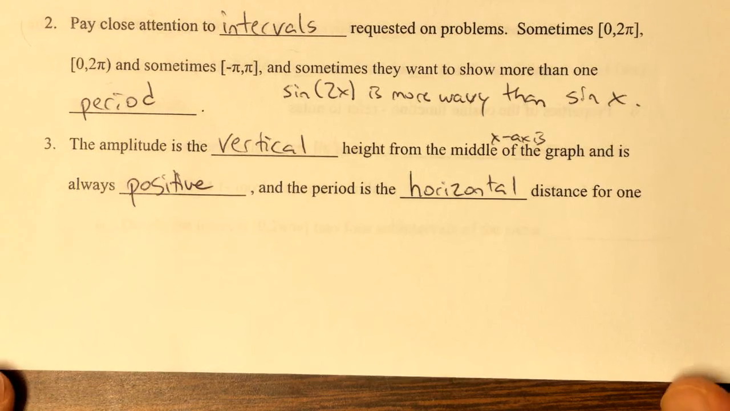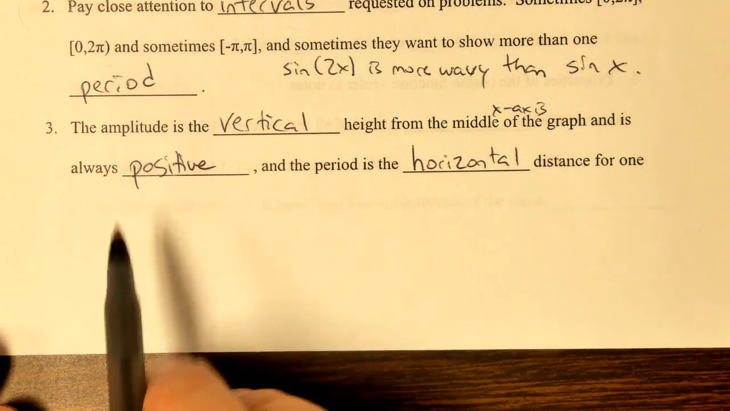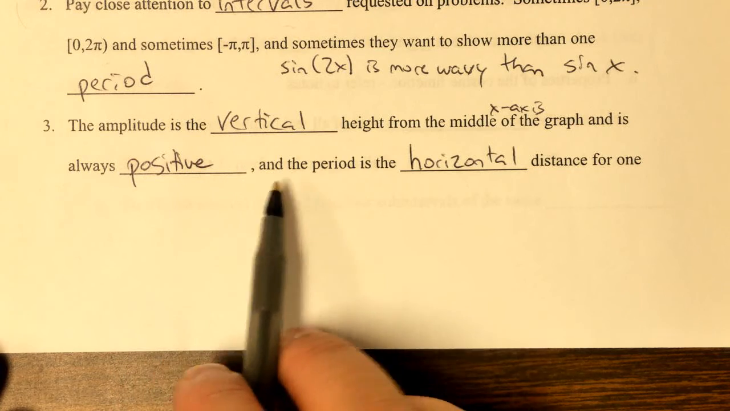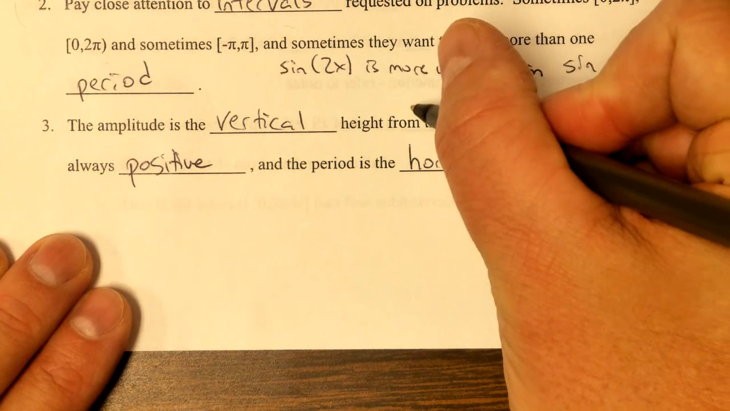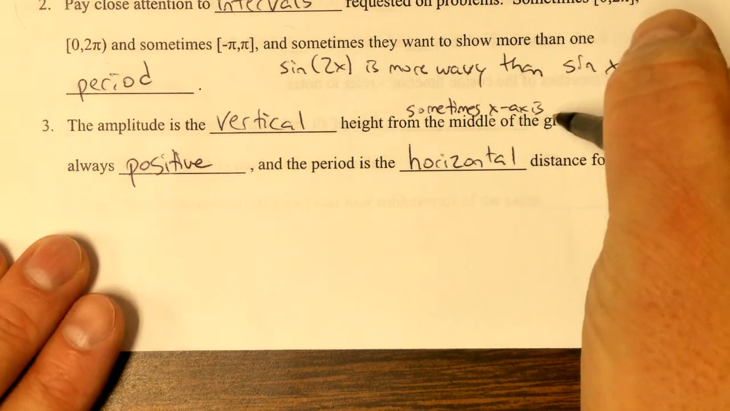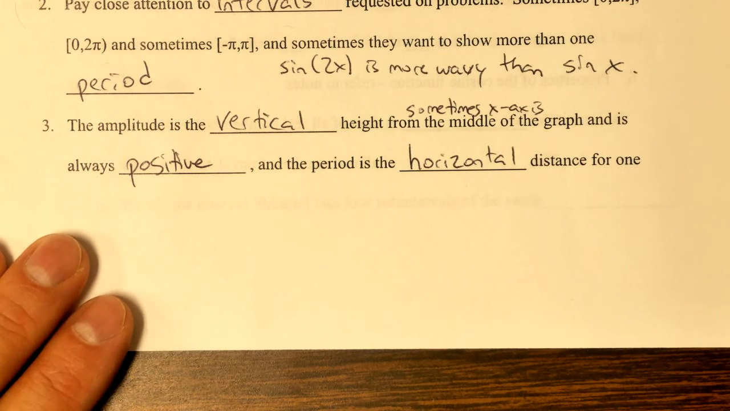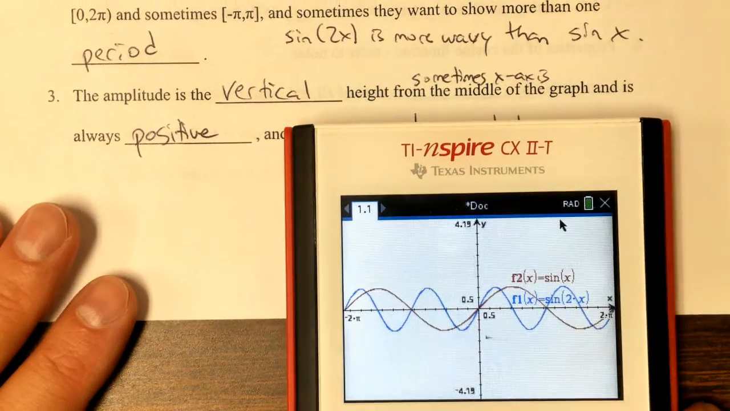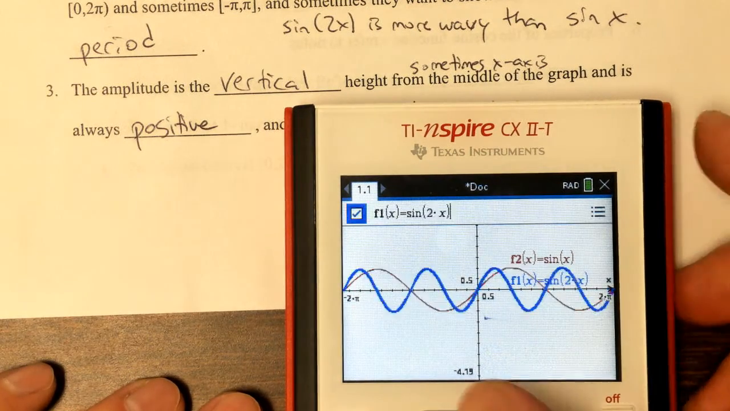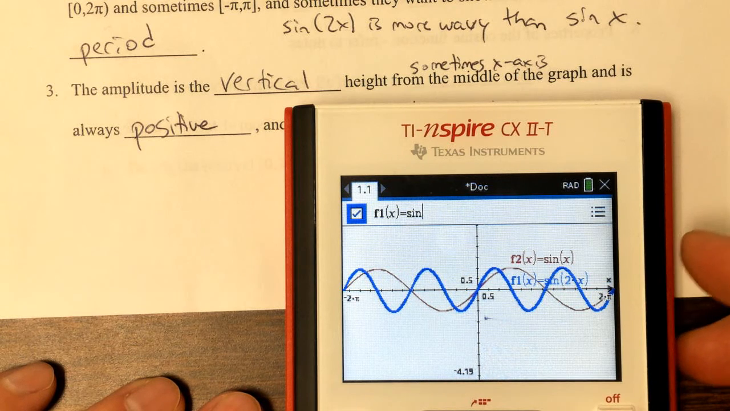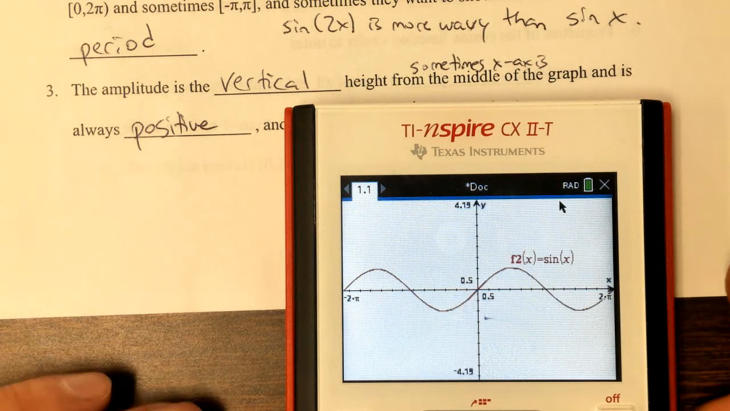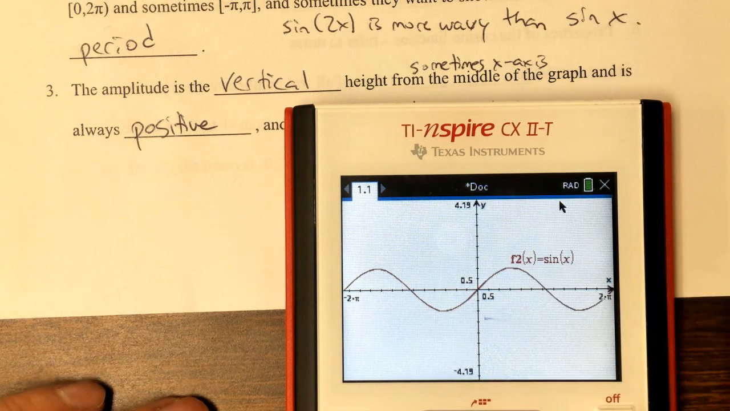That's what we meant. Okay, so the amplitude is the vertical height from the middle. I guess I should technically put sometimes the x-axis. I know I'm getting a little ahead of myself, but we haven't gotten to vertical changes yet. And I just want to cover myself in case you're watching this video later. So the middle of the graph is there.